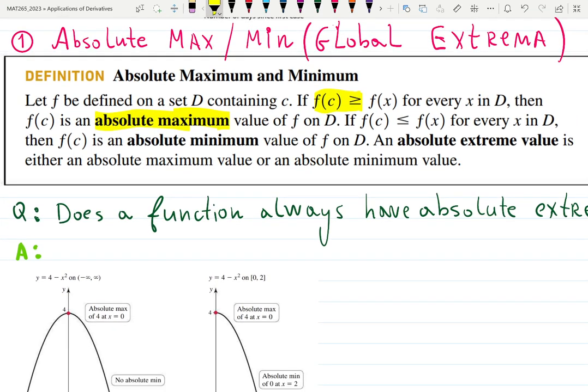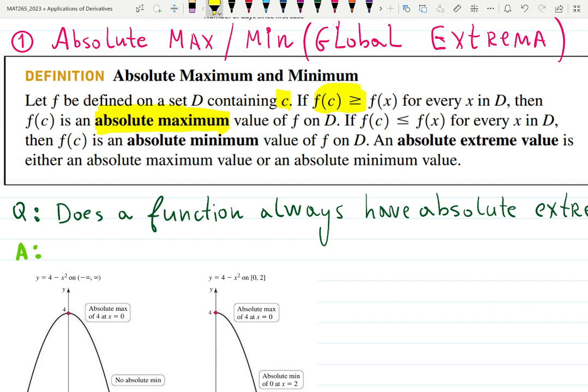Absolute maximum and minimum. F is defined on a set D, so all numbers, contains small c. If f of c, the height, is the biggest height out of all other heights f of x, then f of c is called the absolute maximum. They sometimes call it global maximum. In English, they do not agree on how to call it, so you will see both, and I'll be using both.